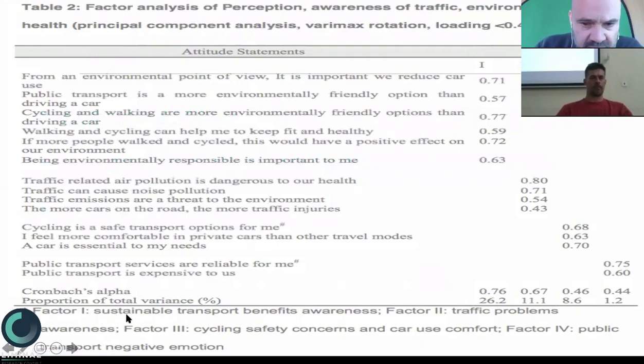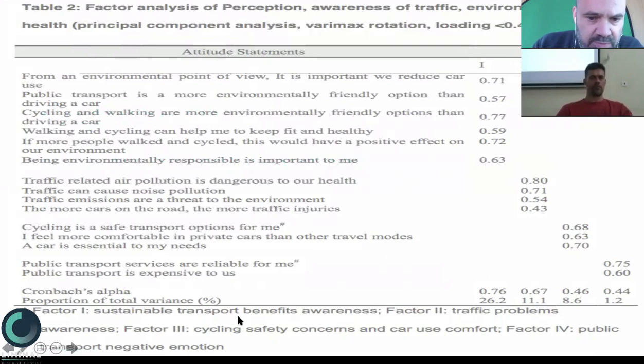So the first factor would be sustainable transport benefits, then you get traffic problem awareness, then you get cycling safety concerns, and then you get negative emotion of the public. That's all about public transport. So if you look at the valid constructs, there are 4 of them here. And then there's the factor loadings of the first construct.